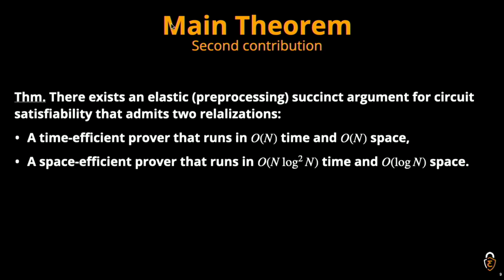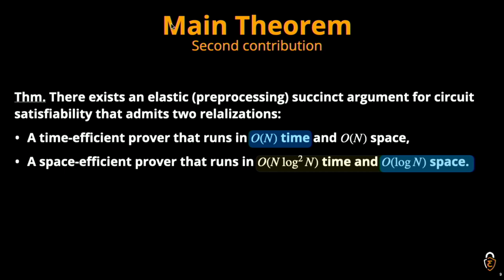In particular, we prove that there exists a preprocessing succinct argument, so with very fast verification, for circuit satisfiability, that has two possible instantiations. One that runs in linear time, the best that you can do, and one that runs in log space. Both results were already known in the literature, but it was not known that you could do both at the same time, and even less what the complete performance of this would be.